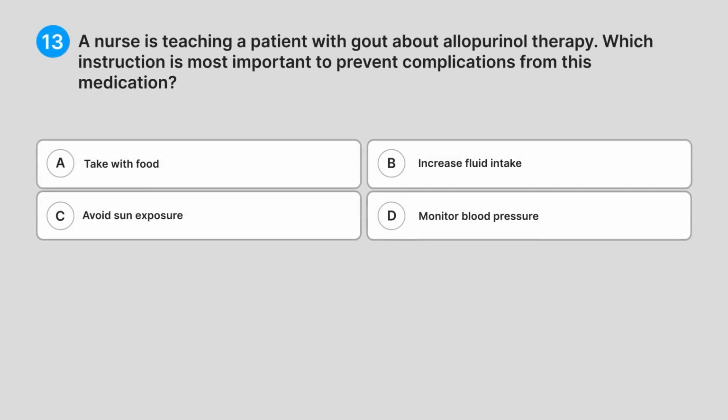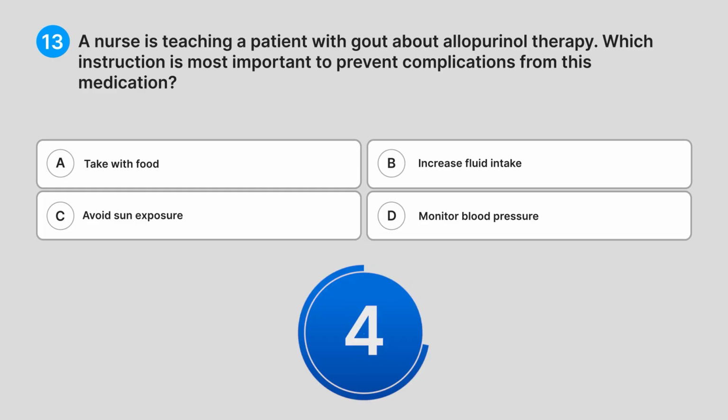13. A nurse is teaching a patient with gout about allopurinol therapy. Which instruction is most important to prevent complications from this medication? A. Take with food. B. Increase fluid intake. C. Avoid sun exposure. D. Monitor blood pressure. Can you guess the answer?